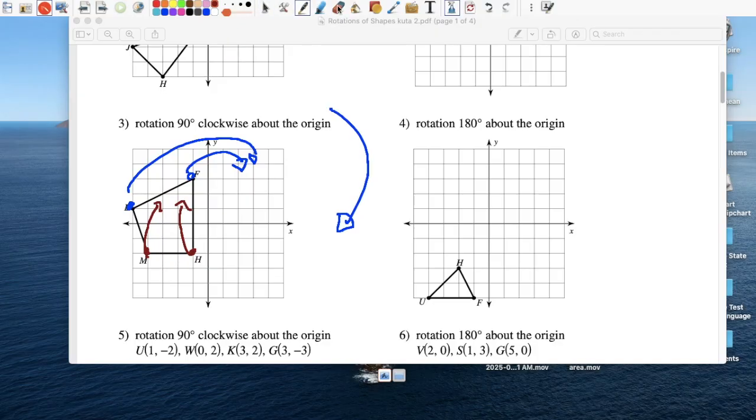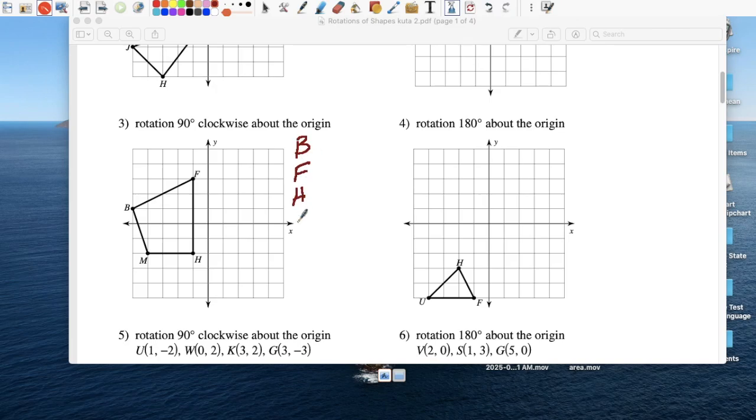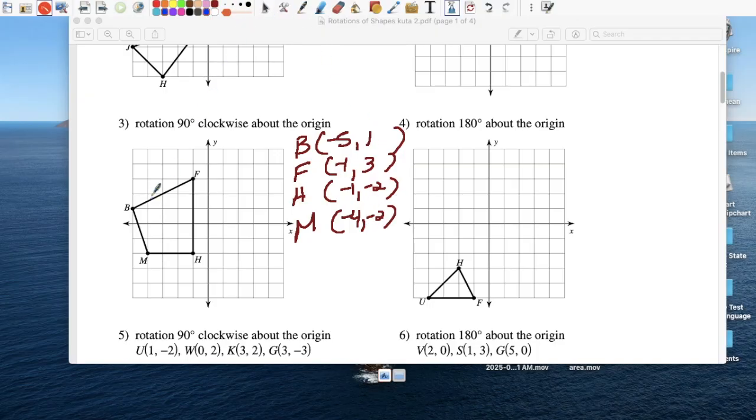Every 90-degree rotation moves you one quadrant in whatever direction they're telling us. So let's start this. We have point B, F, H, M. B is -5, 1. F is -1, 3. H is -1, -2. And M is -4, -2. So if I rotate, let's try B and S first.